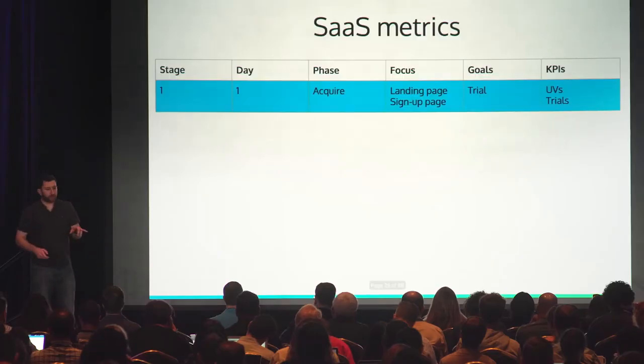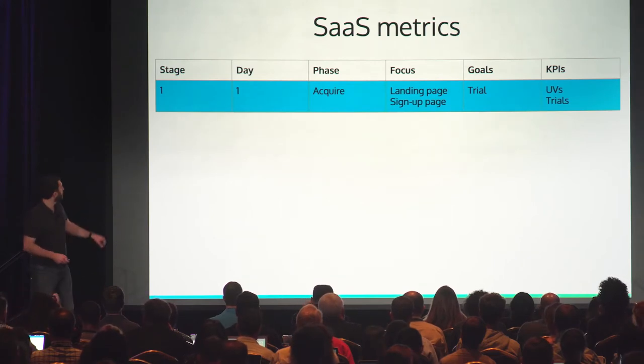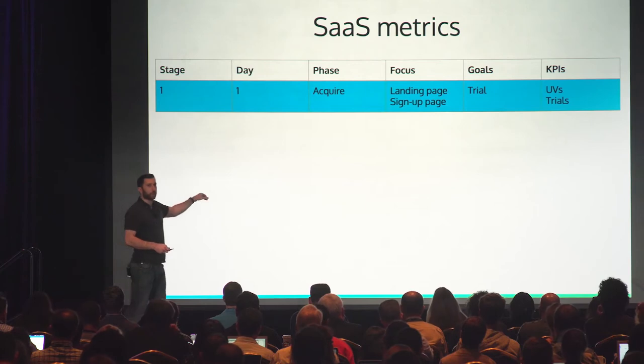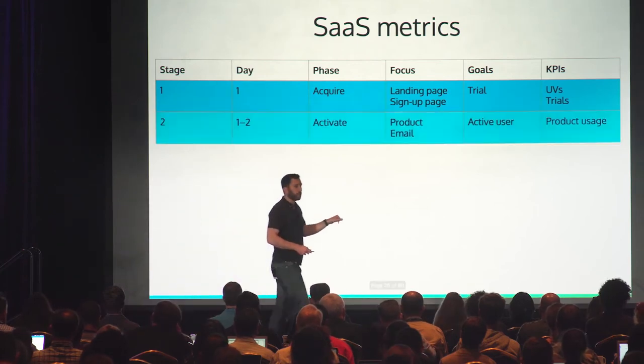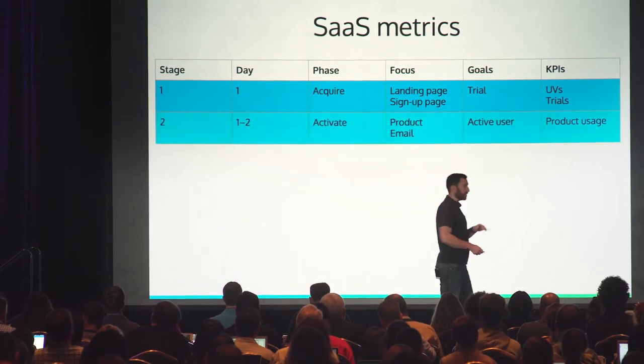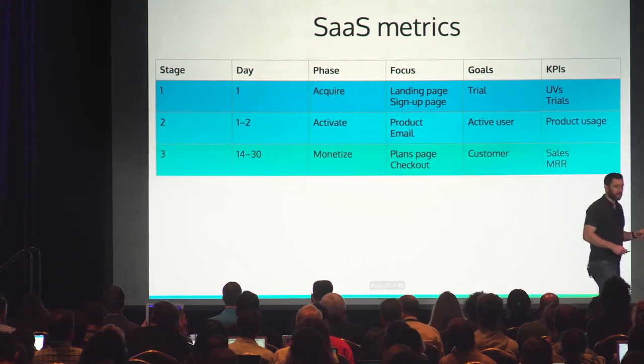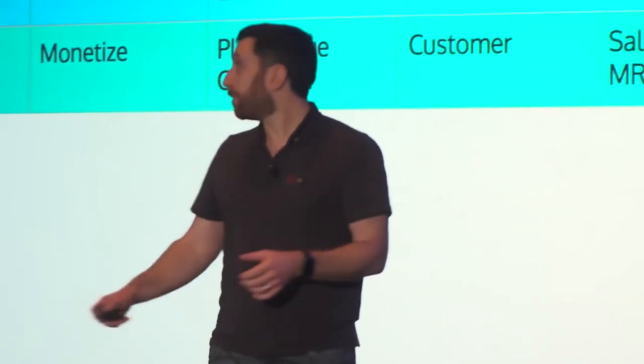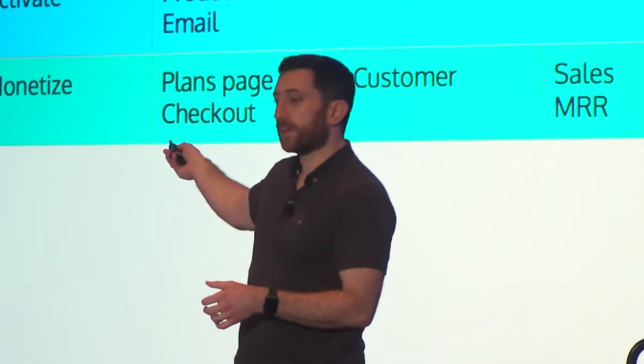To answer that, we have to run through the typical metrics that we're looking at in a SaaS flow. So stage one, we want to acquire the visitor. We want to get them to sign up for a trial. Step two, we have to activate them. We have to get them to use the product. Then we have to monetize them. Typically, this is 14 to 30 days later.